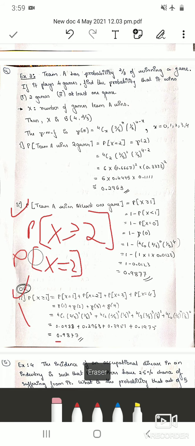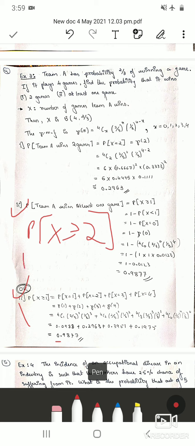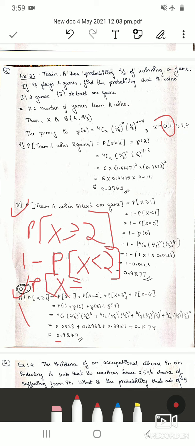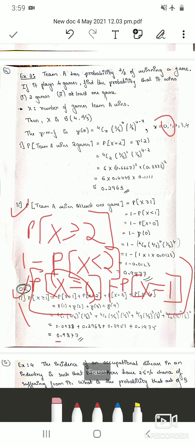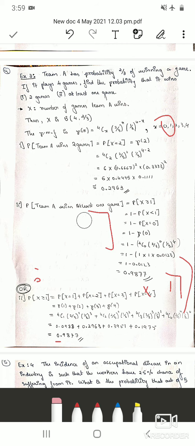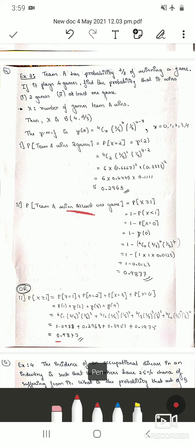If you want to take the complementary, then it will be 1 minus probability of x is less than 2. So less than 2 you have 0 and 1. So you have to calculate probability of x equal to 0 plus probability of x equal to 1. Calculate these two, then subtract from 1, you will get the probability of x is greater than or equal to 2. So this is how at least works. Whenever the word at least comes, note that there will be the symbol greater than or equal to. If at most comes, then it will be less than or equal to.